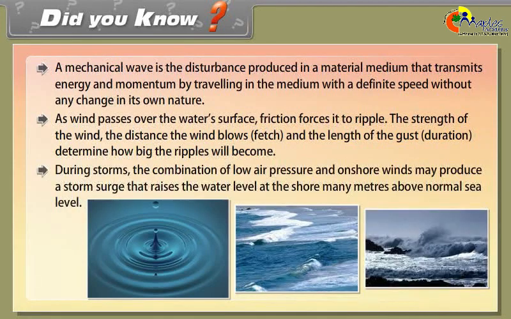During storms, the combination of low air pressure and onshore winds may produce a storm surge that raises the water level at the shore many meters above normal sea level.